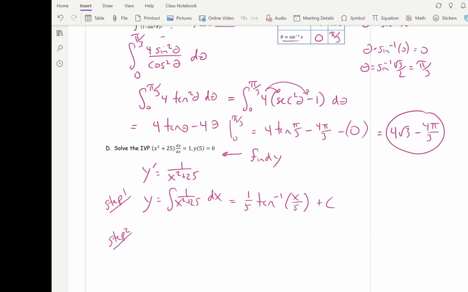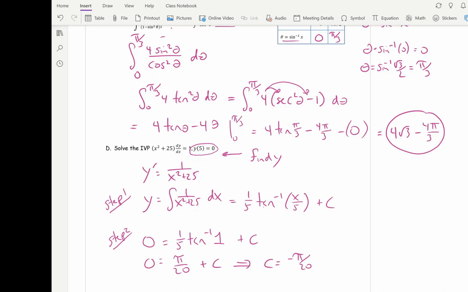Okay, so we're going to find the constant using the fact that y of 5 is 0. Put 0 in for y and 5 in for x. 1/5 tangent inverse of 1, because 5 over 5 is 1. Tangent inverse of 1 is pi over 4. So we get pi over 20 plus c. So that tells me that c equals negative pi over 20.